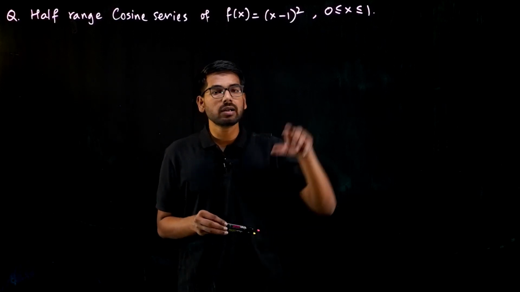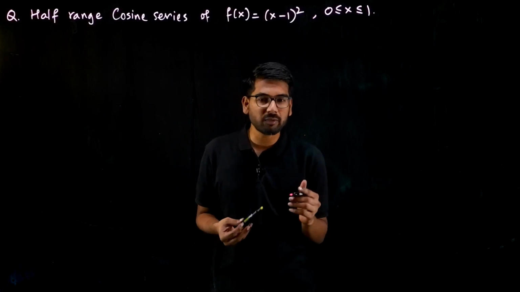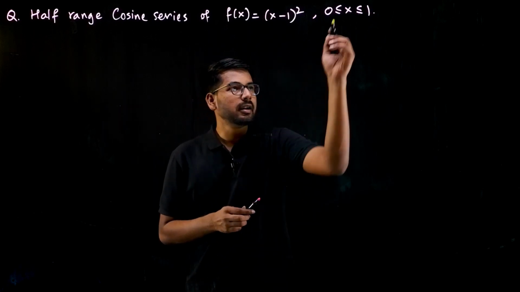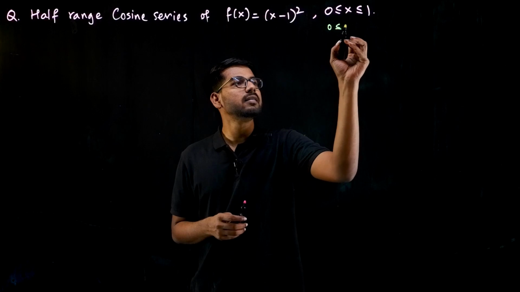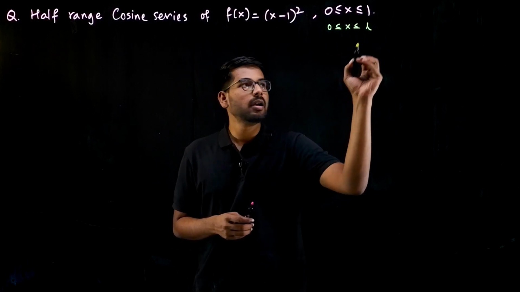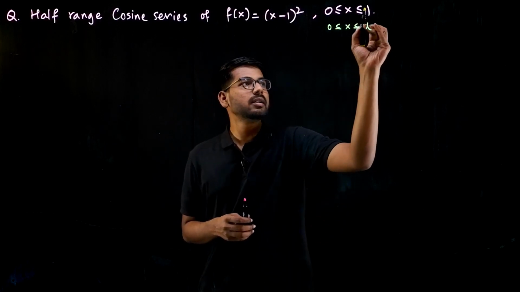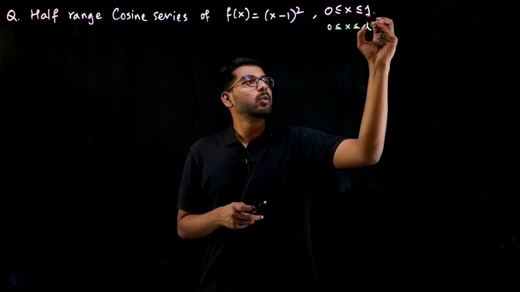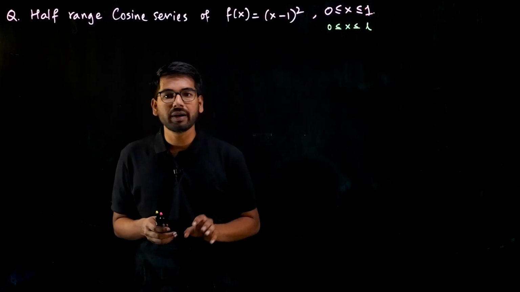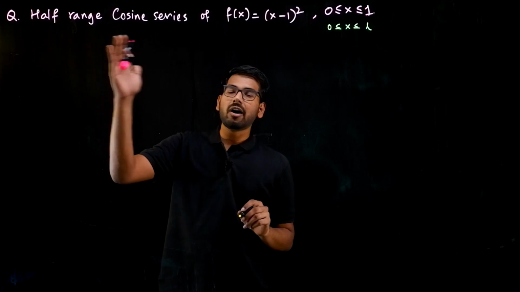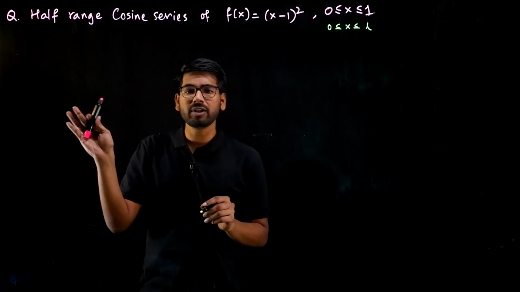So here the interval has no pi terms. The interval is not given in terms of pi. So we have to write the interval as 0 to L, where L is equal to 1. And whenever the interval is not given in terms of pi, what will happen to the half range cosine series or Fourier series in general?